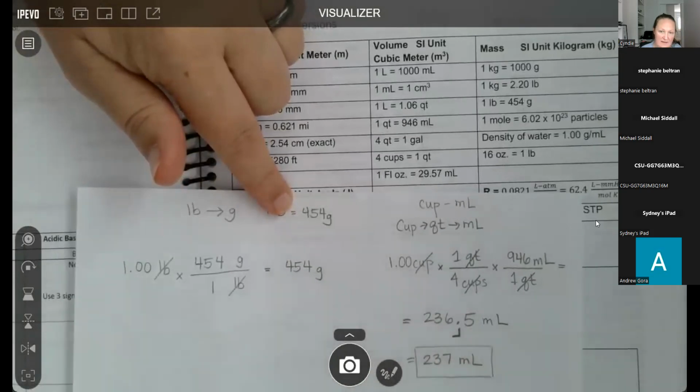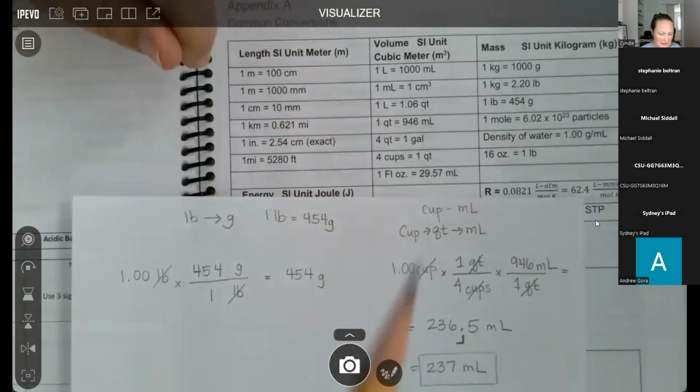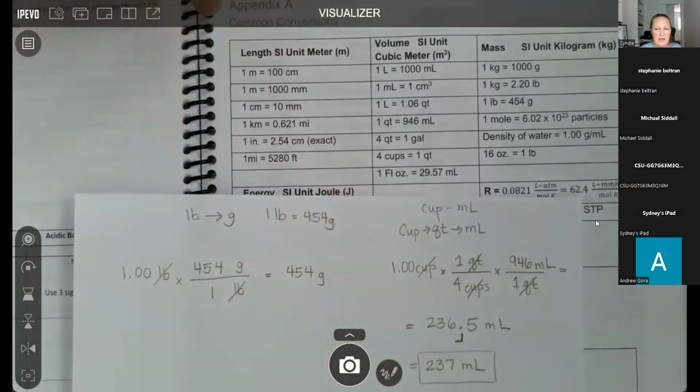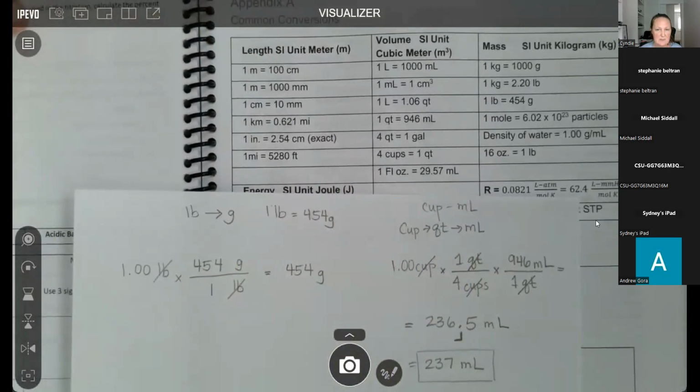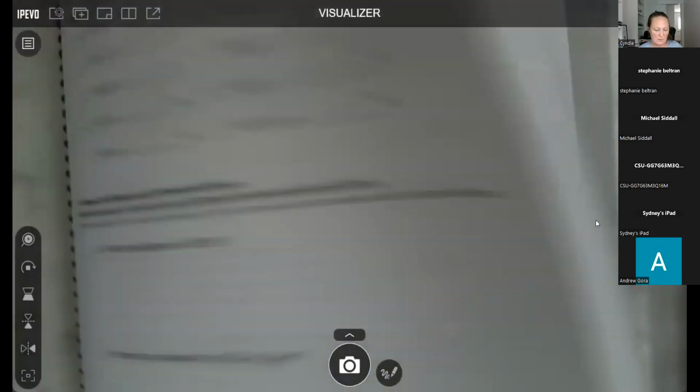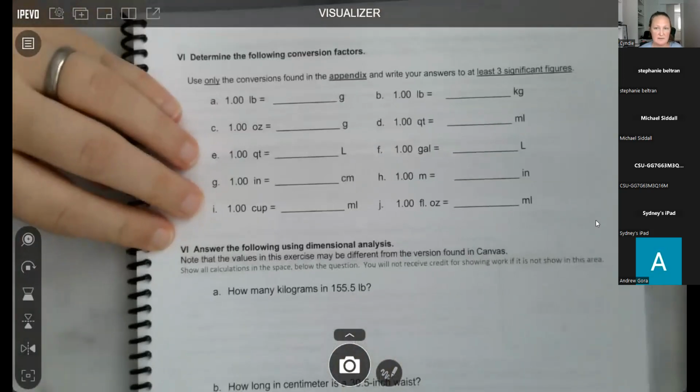So that's the idea, right? Sometimes we can go directly. Sometimes we might need more than 1 conversion, but use the numbers in the appendix to make sure, because if you use something else and they use a slightly different number of sig figs, maybe your answer turned out to be 236 instead of 237. Maybe that's not programmed correct in Canvas. So that's why it specifically says to use the appendix. All right, questions on this section then?